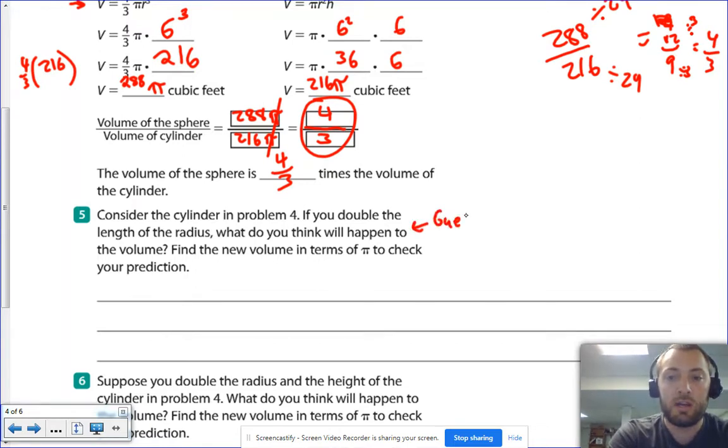Put down your own guess. It's a hypothesis. A lot of people would say it should double the volume, and that makes sense. But let's check it to make sure. It says find the new volume in terms of pi to check to see if your prediction is correct.